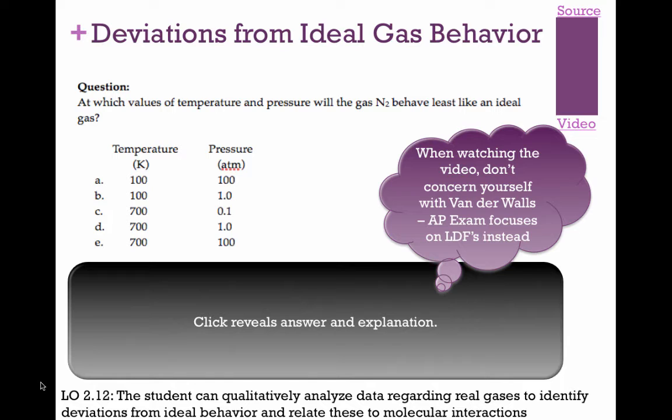So, deviations from ideal gas. Now, this should be talking about this video up here. So when watching, if you do want to watch this video, or as you're doing review, don't worry about van der Waals equations. You're really just focusing on dispersion forces. So at which value of temperature and pressure will nitrogen behave least like an ideal gas, aka like a real gas?